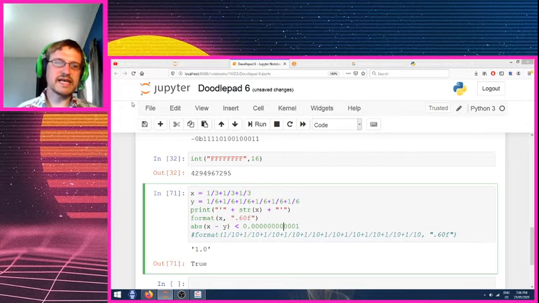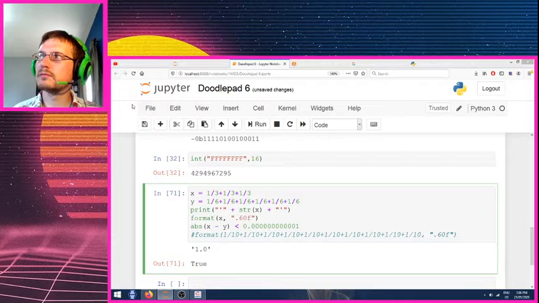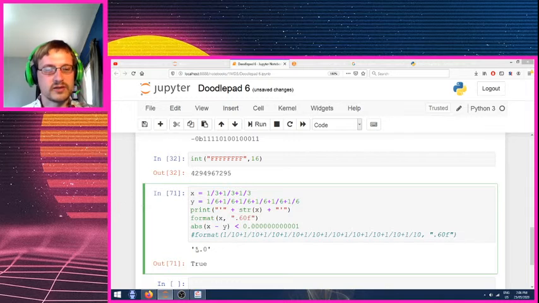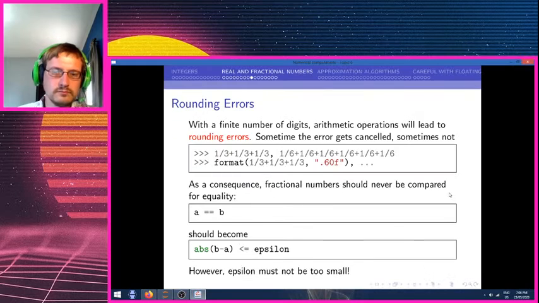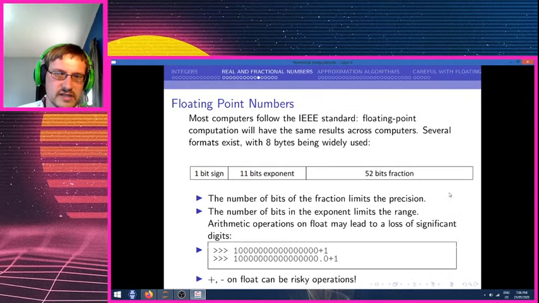That's the thing to note when you're using floating point representation. You should never think of exact equality. You should think of close enough equality. Approximate equality, that's the word I was looking for. I already talked about that slide. Most computers follow the IEEE standard. Floating point computations will have the same results across computers. This is good. Several formats exist, with 8 bytes being the most common.